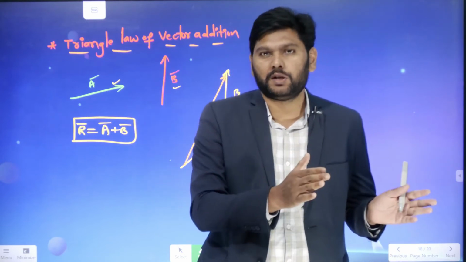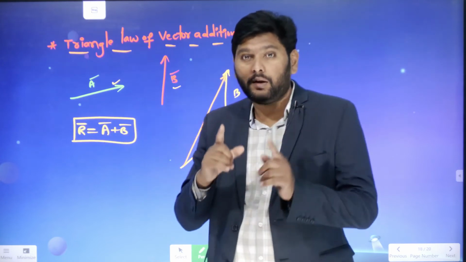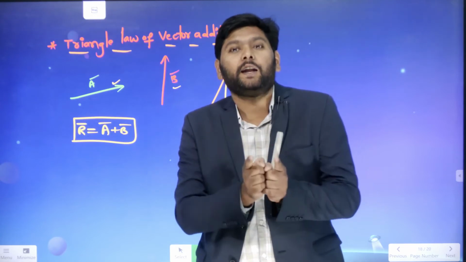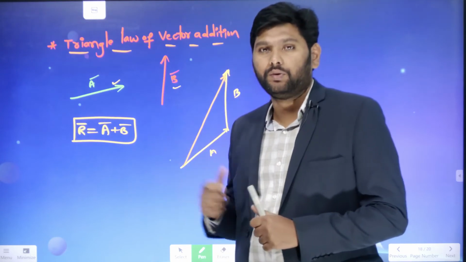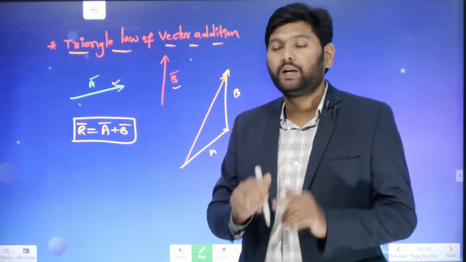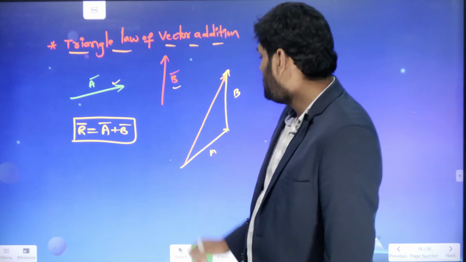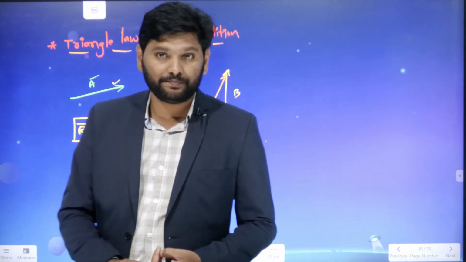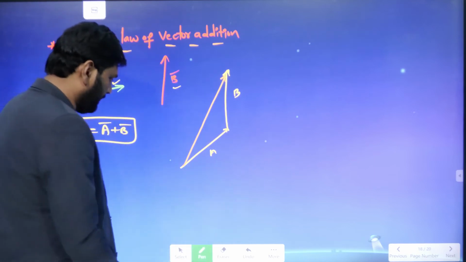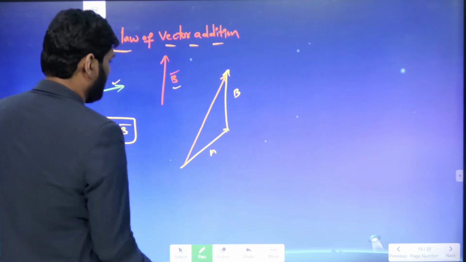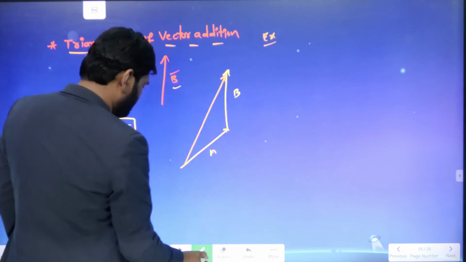By using the general methods only, we'll try triangular. But we cannot add more than two vectors with this rule. That is the basic information related to the triangle of vector addition. Understand, children? So based on this, I'll give one more question. I'll represent it in one way. So one more example I'll give.